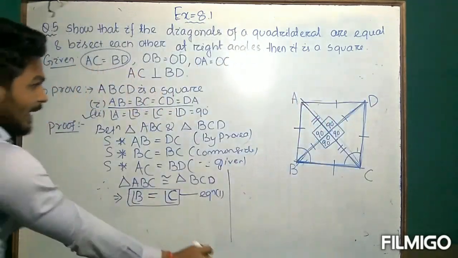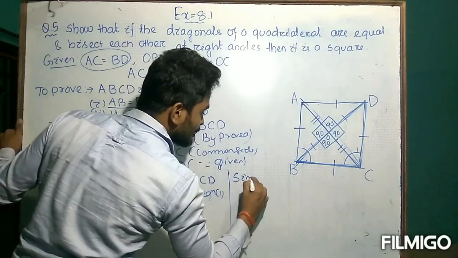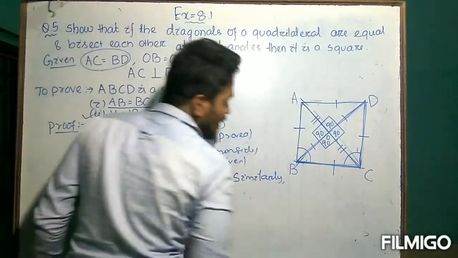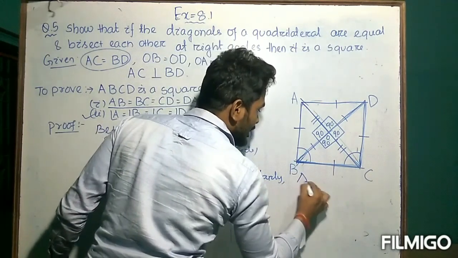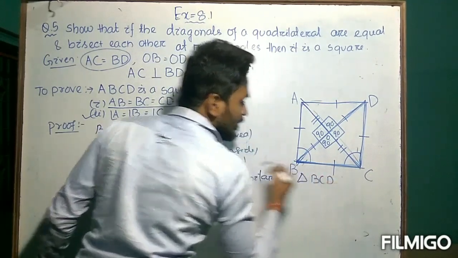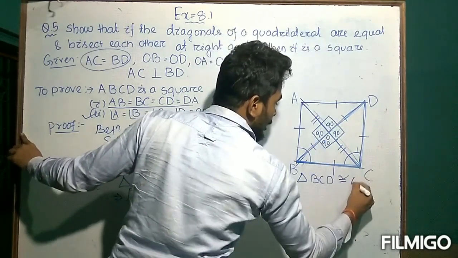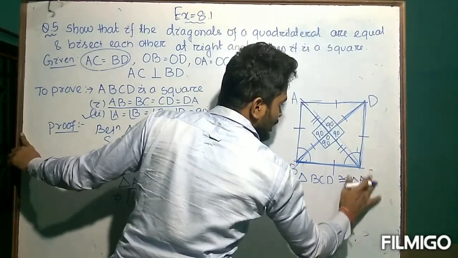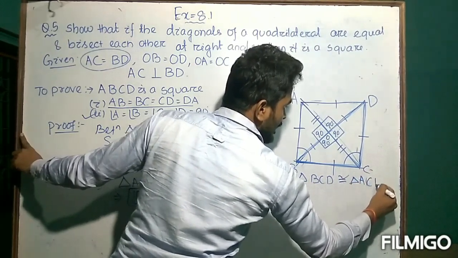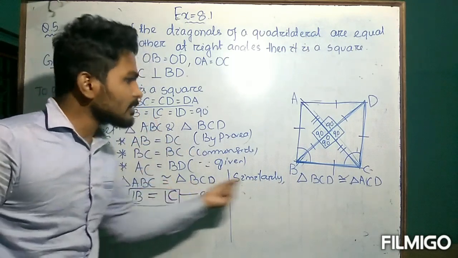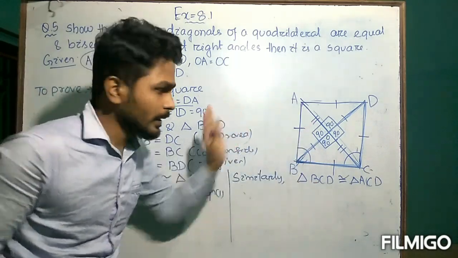So similarly, we can write that the triangle BCD is congruent to the triangle ACD. If you want, then you can prove it. But here there is no need to prove, because you have to follow the same procedure here also in order to make them congruent.